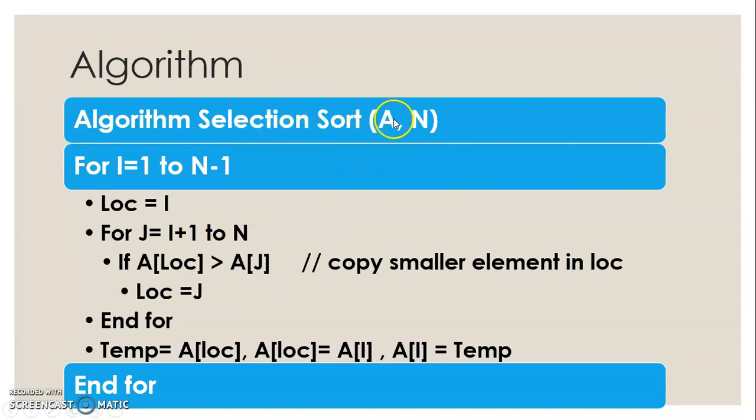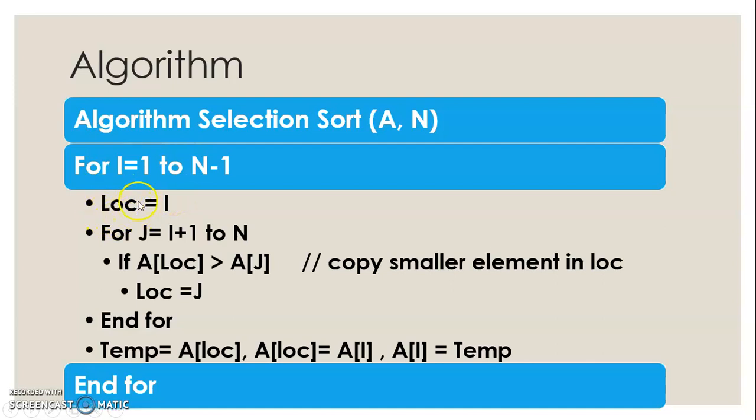The algorithm is going to receive the array A with size n, and we are going to have two for loops in this algorithm. The first for loop will run from 1 till n minus 1, and the logic behind it is that if we sort n minus 1 elements in a list of n elements, the nth element will automatically get sorted. Therefore, we run the loop from 1 to n minus 1.